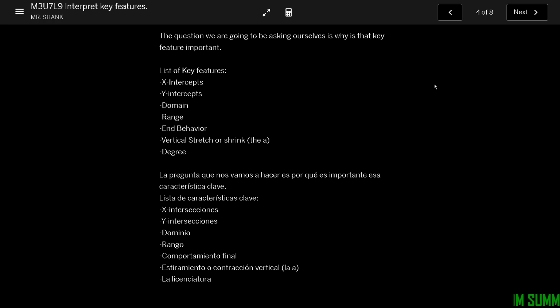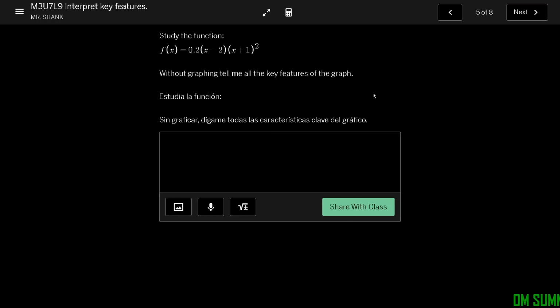The question we're asking ourselves is, why are the key features important? Again, the list of key features is x-intercept, y-intercept, domain, range, end behavior, vertical stretch or shrink, which is the leading coefficient altogether, and then our degree. Starting with this equation, I have this example on Schoology as well, and I have a poster of it made out. It says, without graphing, tell me all the key features of the graph.